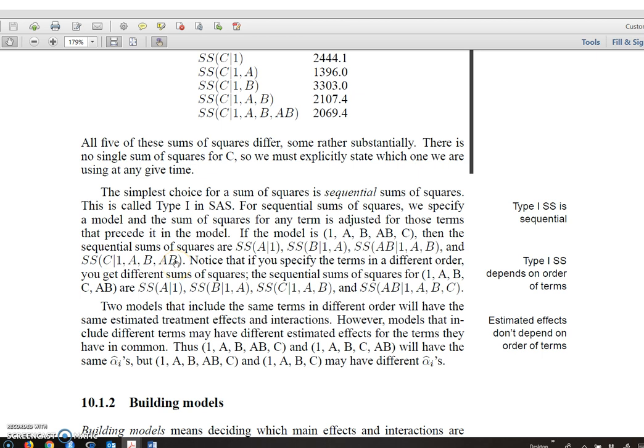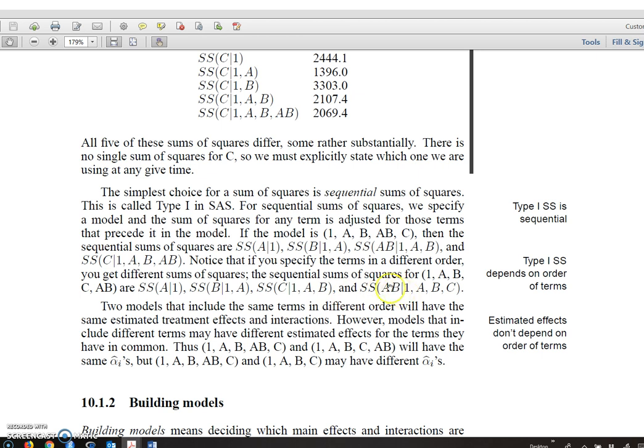Notice that if you specify the terms in a different order, you're going to get a different sum of squares. So for example, if our terms are A, B, C, AB, which actually, this parameterization or order, I should say, makes more sense to me logically, because I would not consider higher order terms before I've considered every lower order term in the model. That's just a reasonable way to approach it, I believe. Then we'd have the sum of squares for A given the grand mean, B given A and 1, C given 1, A, and B, and then AB given 1, A, B, and C.